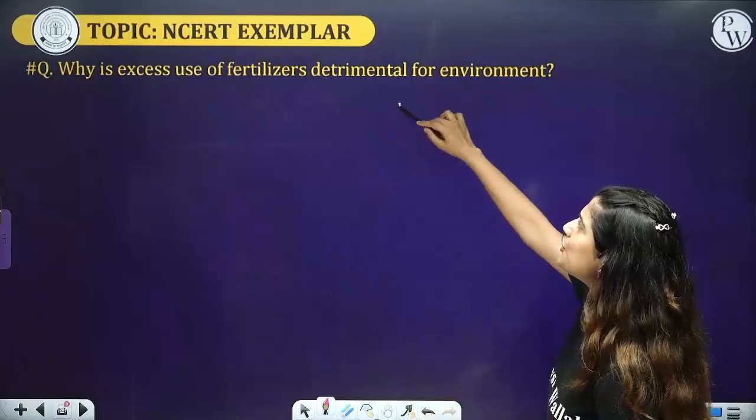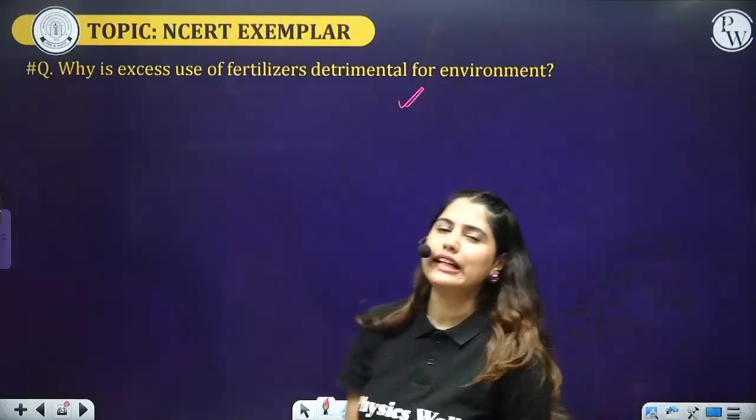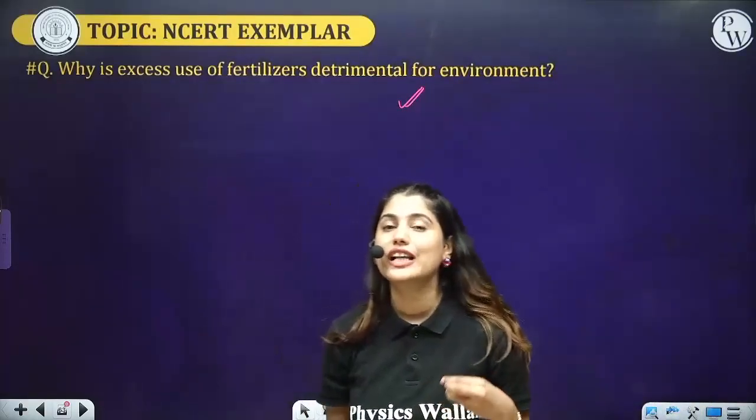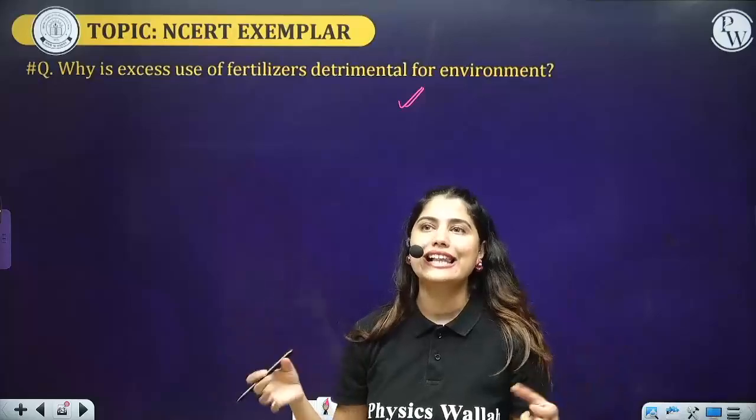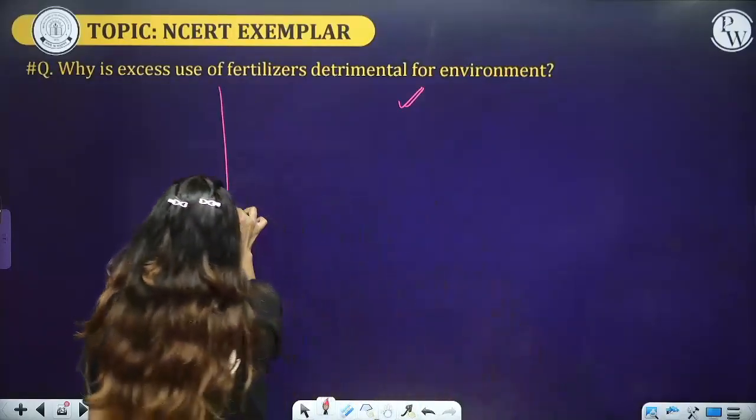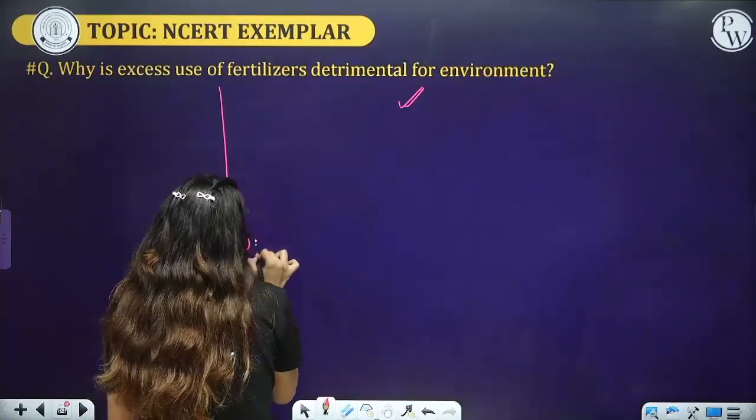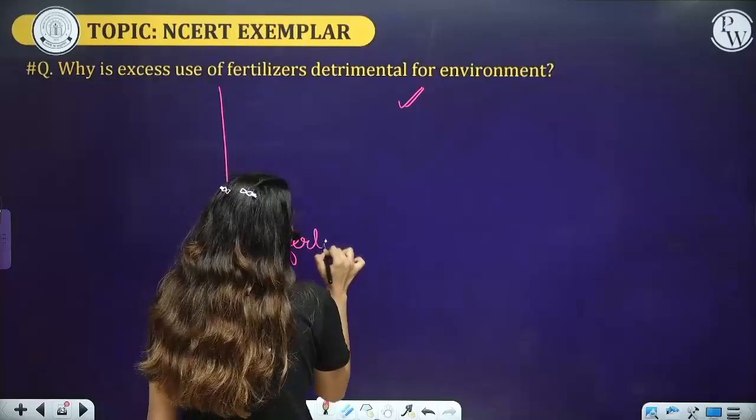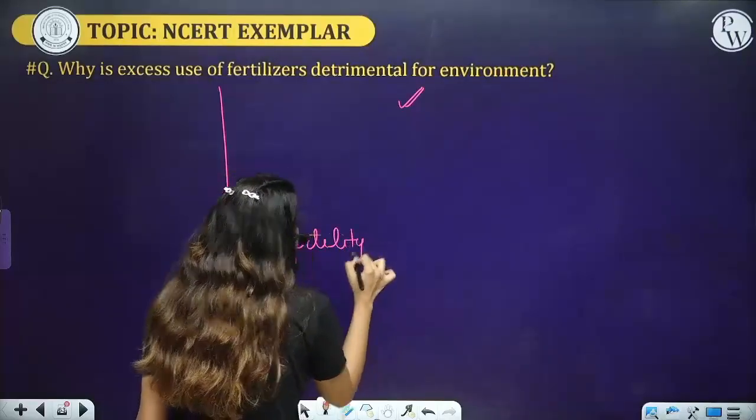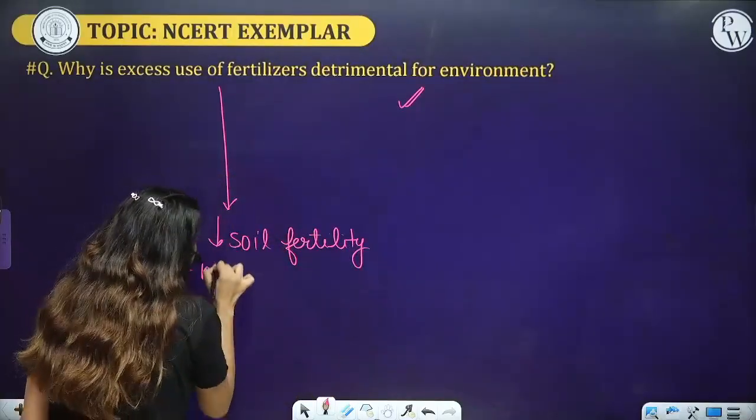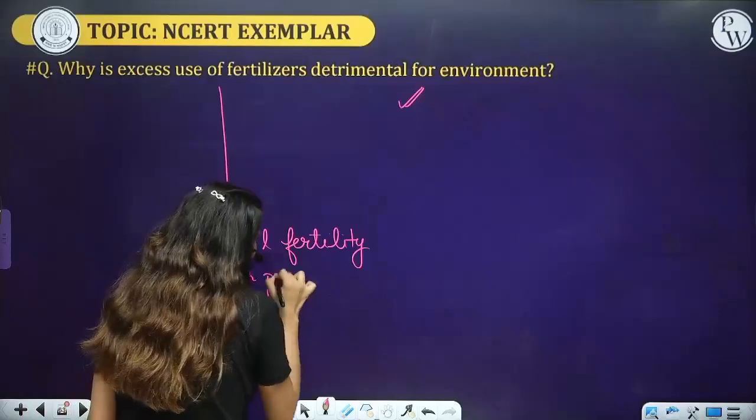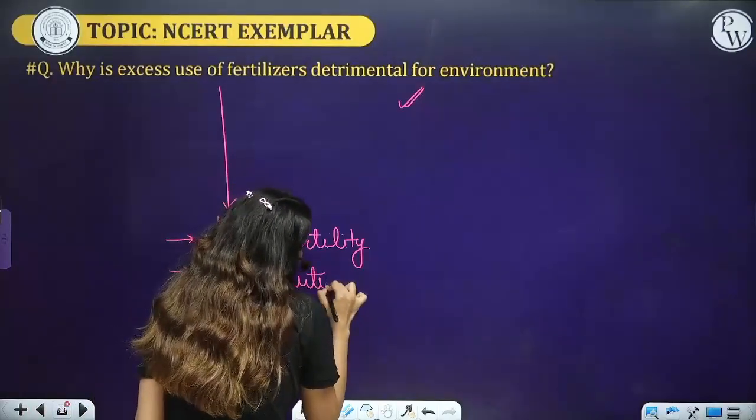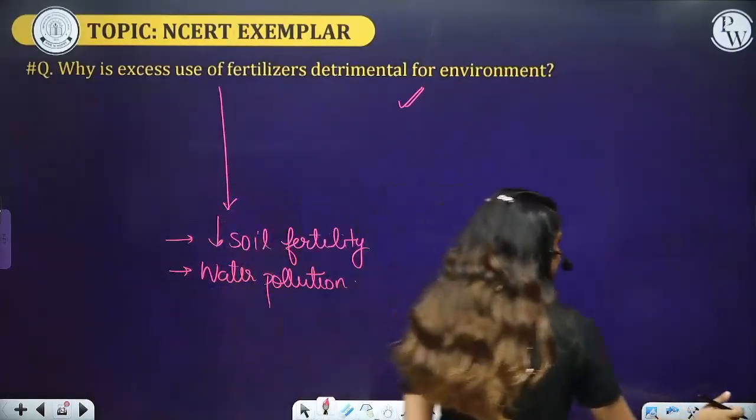Why will excessive use of fertilizer be detrimental for the environment? Because it will lead to soil and water pollution, right? It will decrease the soil fertility. Also, it will lead to water pollution. Is it clear? We discussed it. I hope it's making sense to you all.